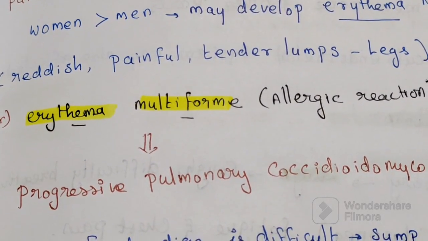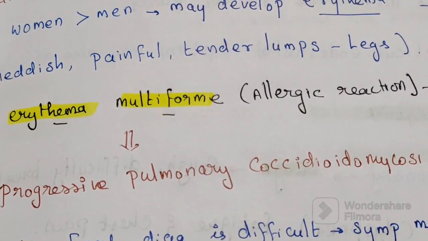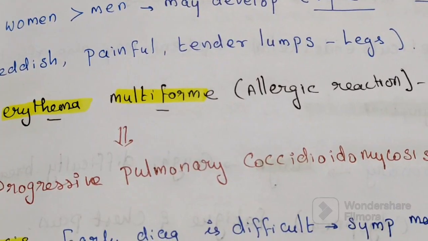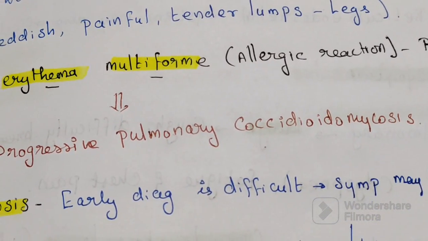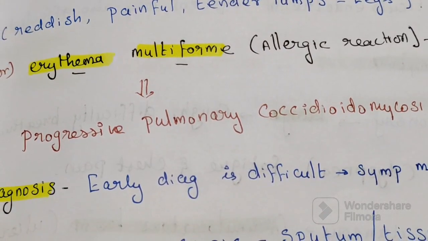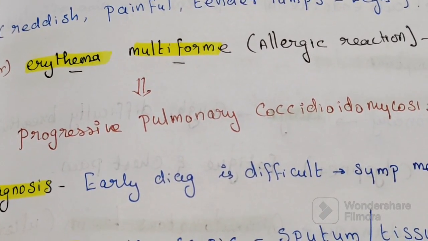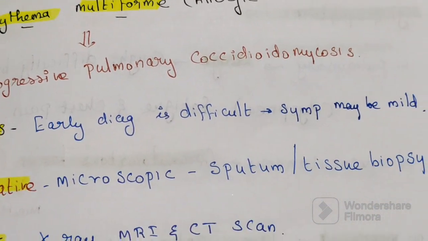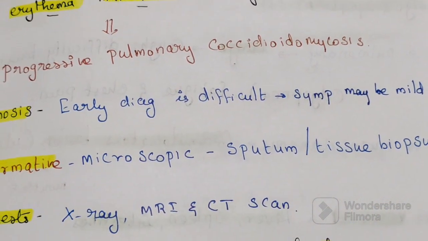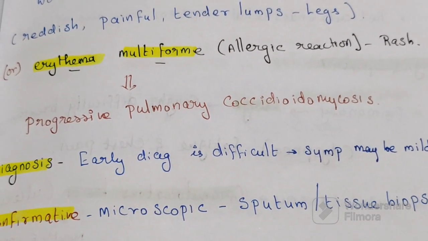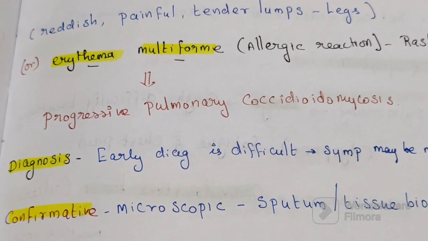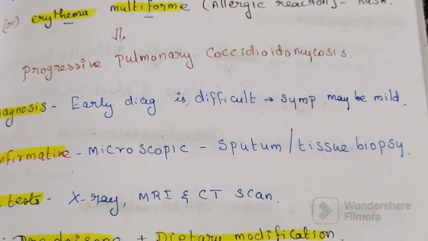Then there is progressive pulmonary coccidioidomycosis, which includes the above symptoms but progresses to lung volume loss, fibrosis and inflammation.